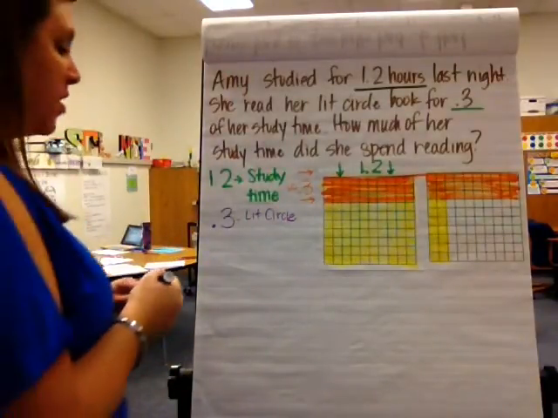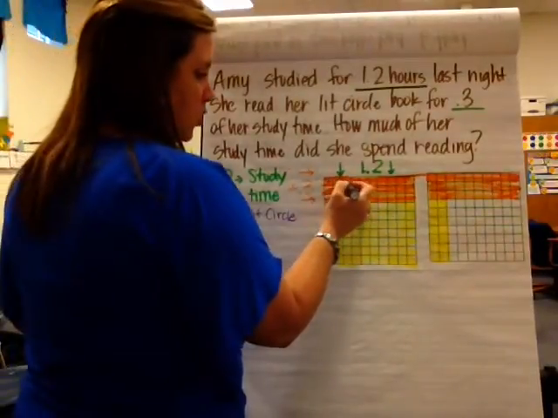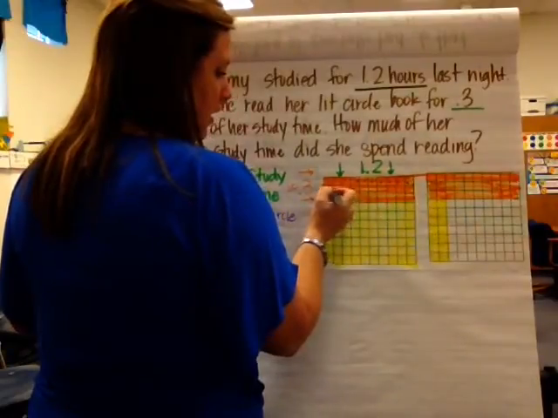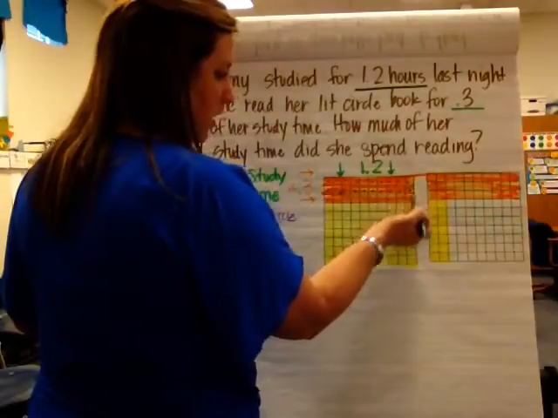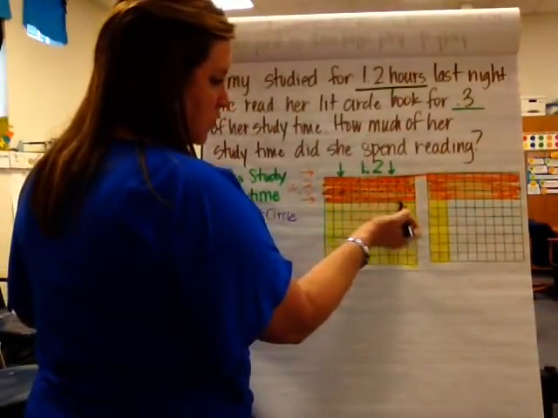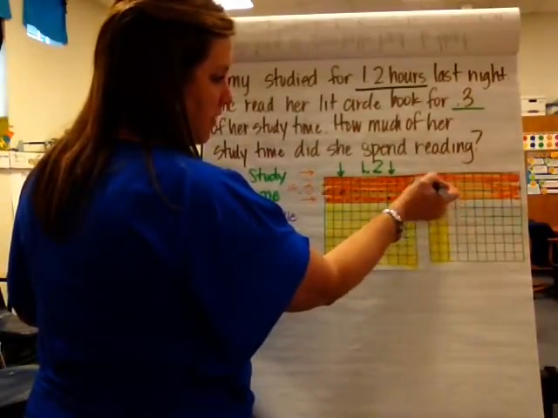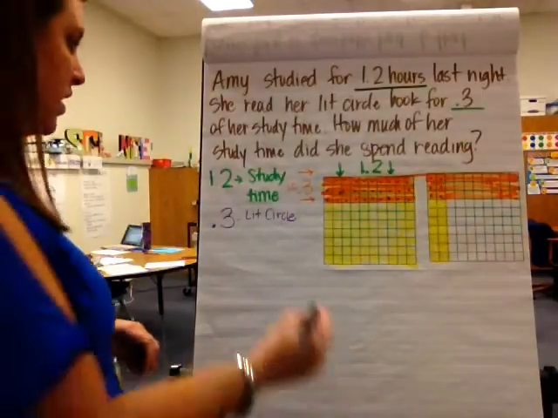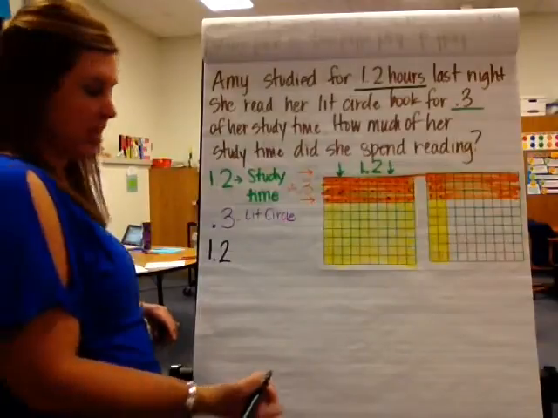Okay, let's see how much she really spent reading her lit circle book. 1, 2, 3, 4, 5, 6, 7, 8, 9, 10, 11, 12, 13, 14, 15, 16, 17, 18, 19, 20 hundredths. 21, 22, 23, 24, 25, 26, 27, 28, 29, 30, 31, 32, 33, 34, 35, 36. So we could say 1 2/10.